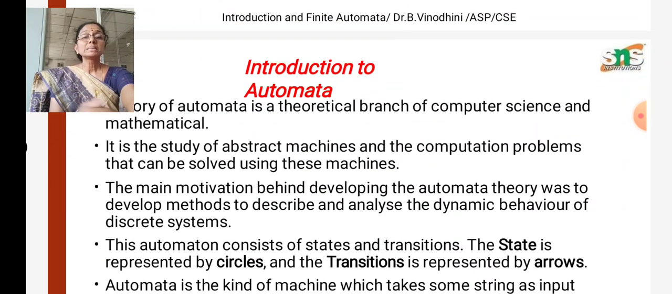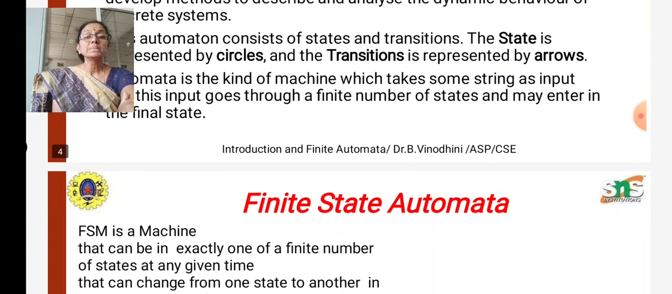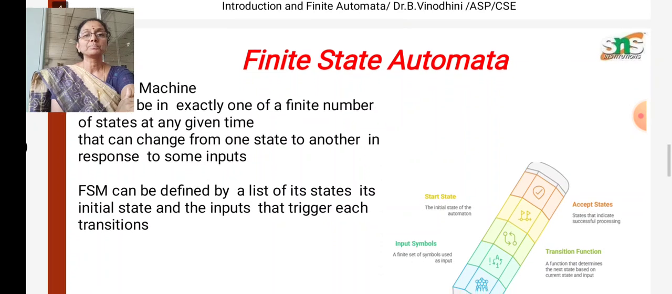Automata is nothing but an abstract view of the given machine. It is a theoretical branch of computer science and mathematics. So anyone who wants to know about automata has to know the basic terms of maths and computer science. An automaton consists of a set of states and transitions. A state is represented as a circle and a transition is represented as an arrow. Automata is a kind of machine which takes some input, processes that input and produces some output.